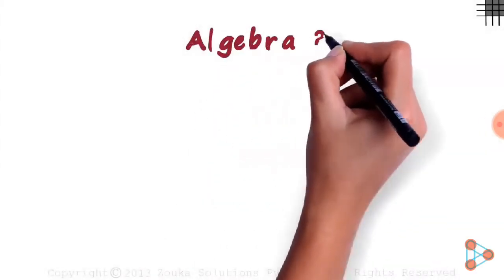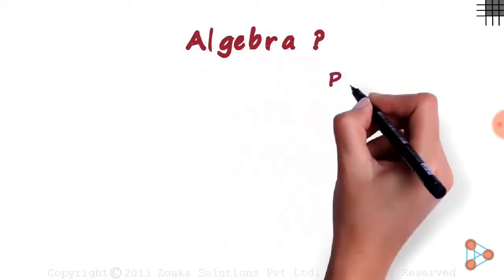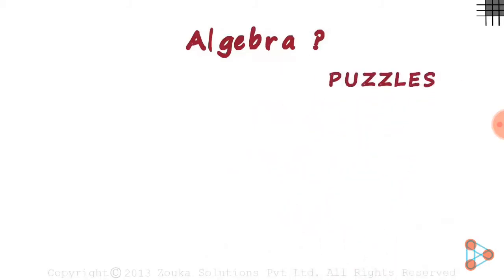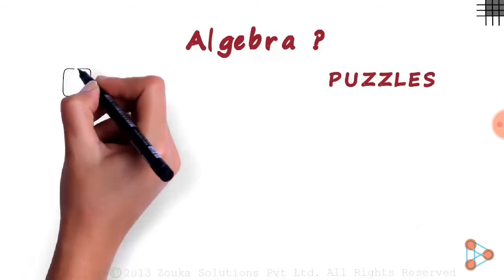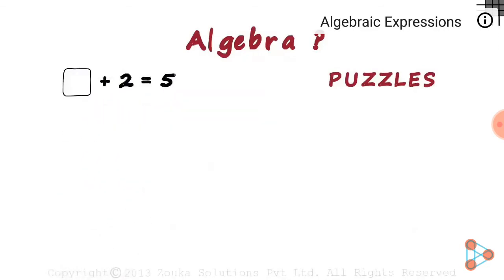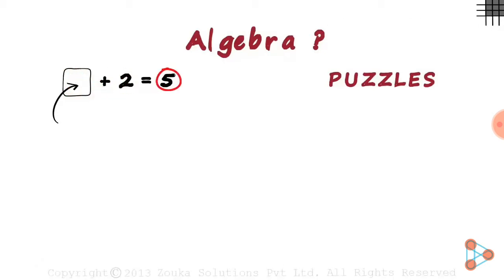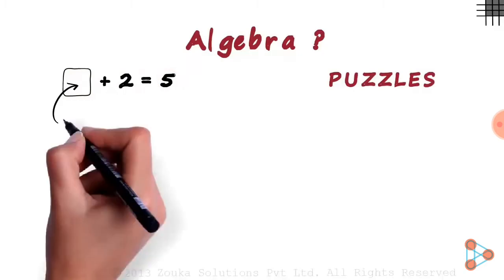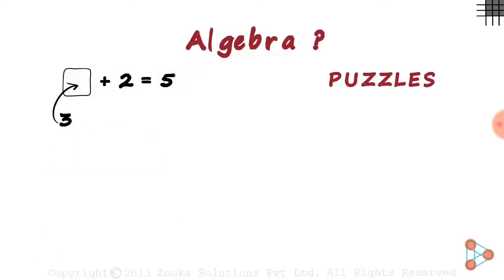Algebra is simple. It's all about puzzles. Here's one for you. This plus 2 equals 5. We just have to find the number in this box. Which number, when added to 2, gives us 5? Simple. It's 3. We can say that 3 plus 2 equals 5.